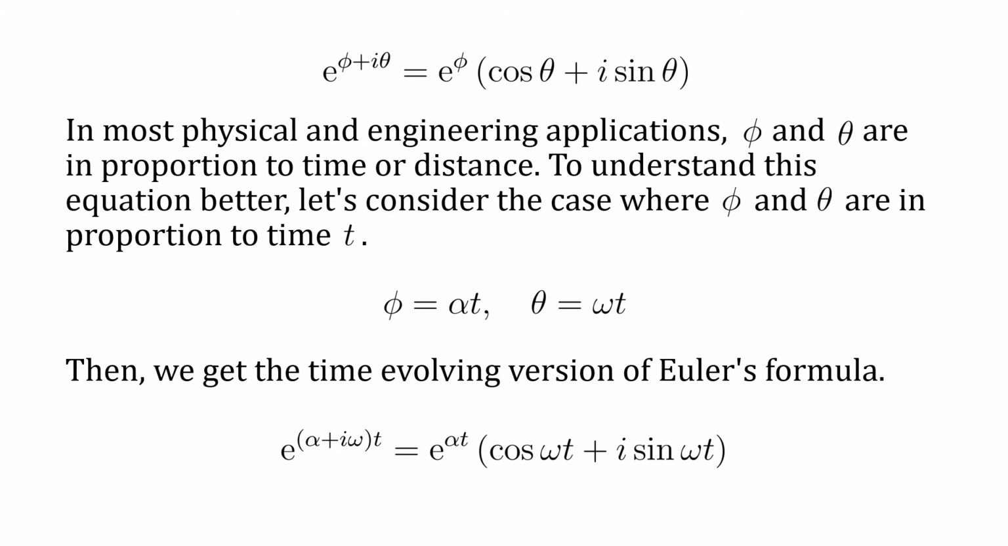In most physical and engineering applications, phi and theta are in proportion to time or distance. To understand this equation better, let's consider the case where phi and theta are in proportion to time t. Phi is equal to alpha t. Theta is equal to omega t. Then, we get the time-evolving version of Euler's formula. e to the alpha plus i omega multiplied by t is equal to e to the alpha t multiplied by cosine omega t plus i sine omega t.